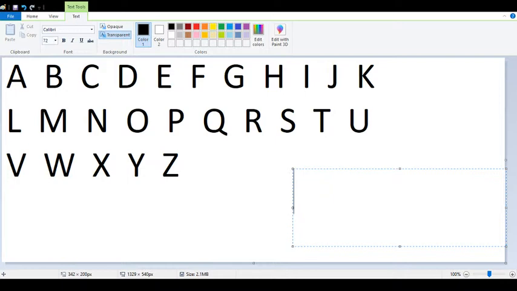And one more digraph I'd like to... two more digraphs, actually. NG, well, that's not ng, it's la. La, okay? La. And this is what QU looks like, if anyone's wondering.